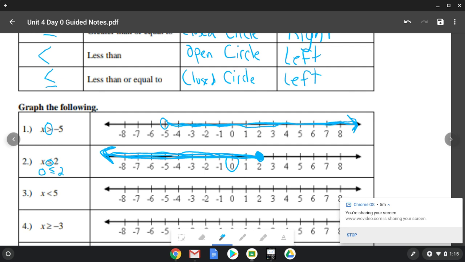This is good. -2 would be a good answer. -5, -8, -100 would be a good answer. All those would be good answers because they're within the shaded region.